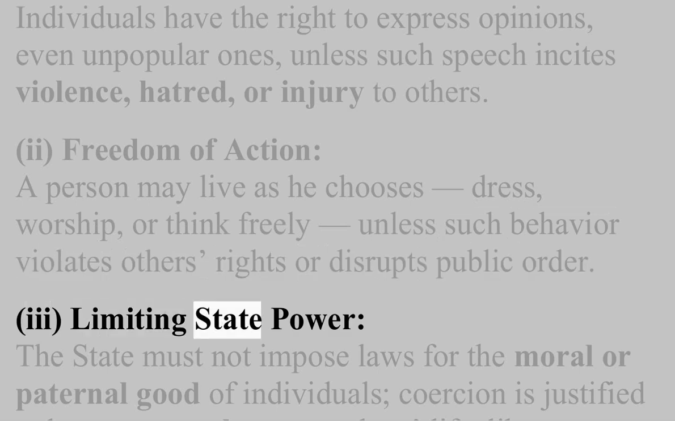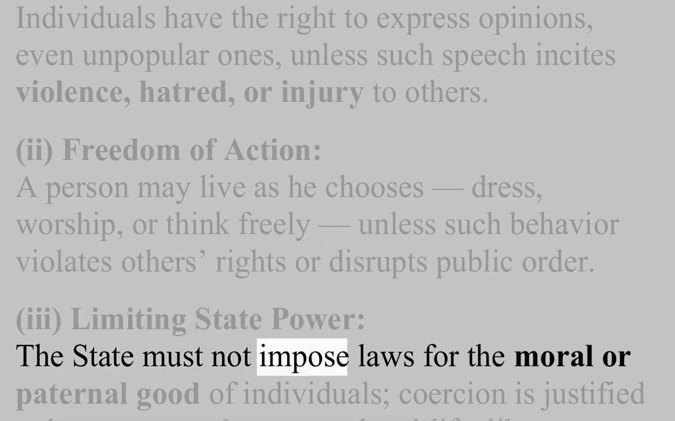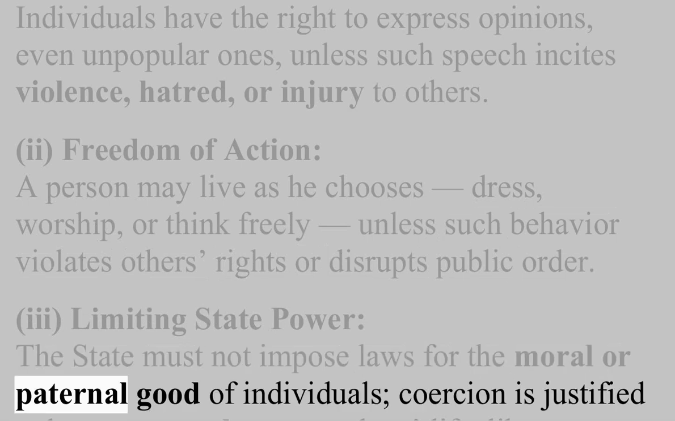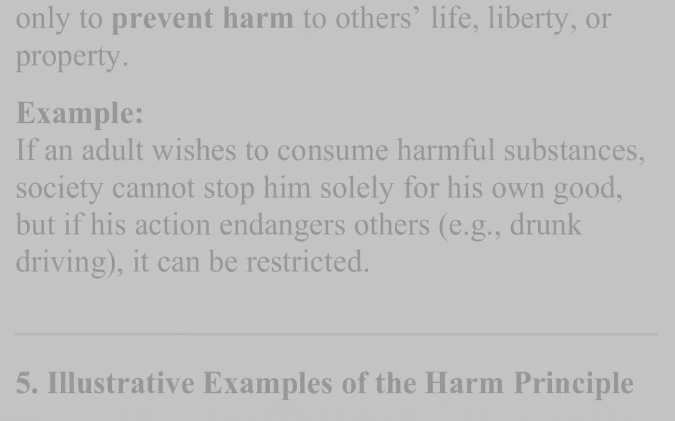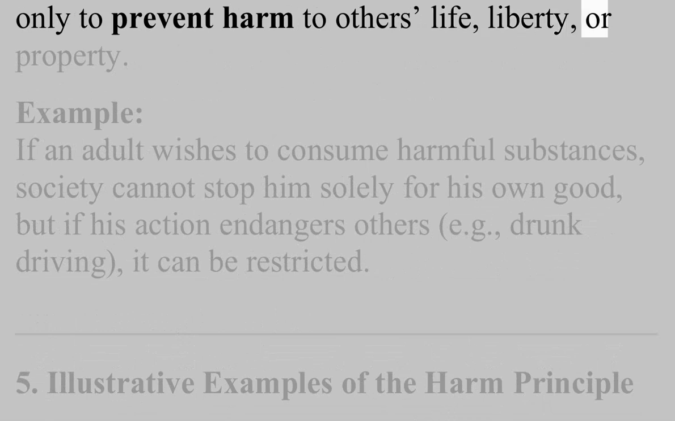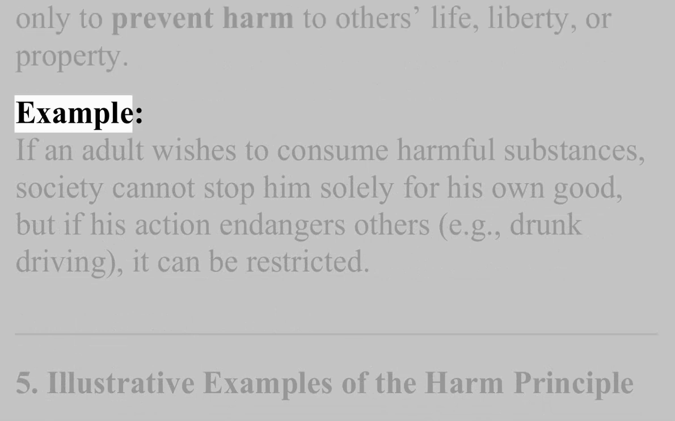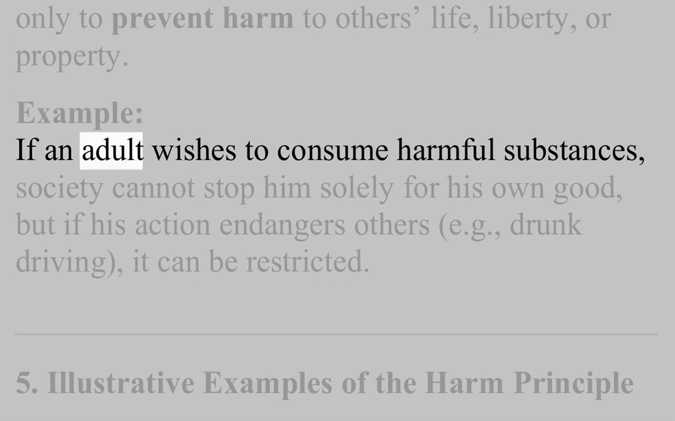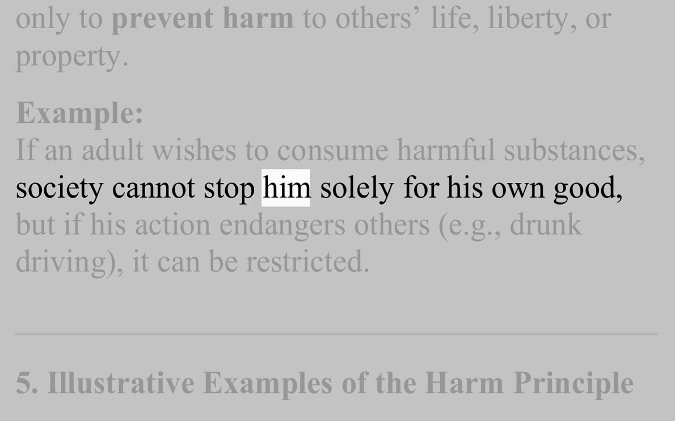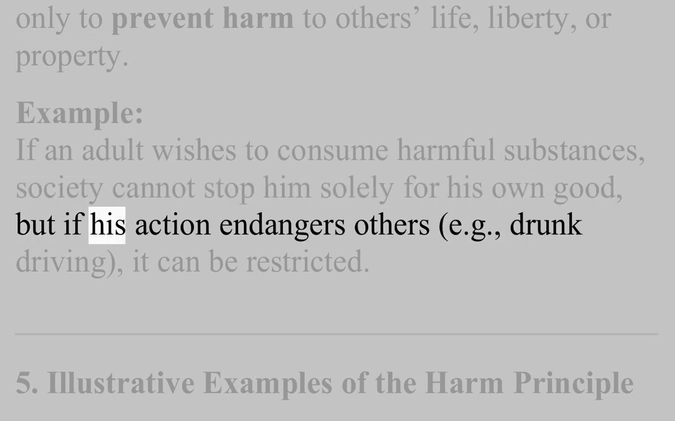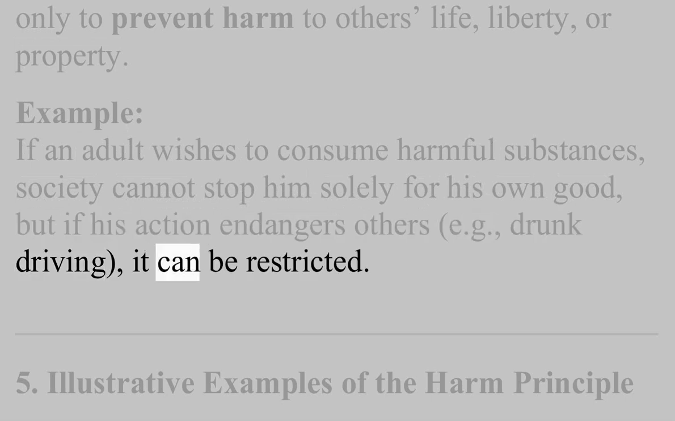3. Limiting state power. The state must not impose laws for the moral or paternal good of individuals. Coercion is justified only to prevent harm to others' life, liberty, or property. Example: if an adult wishes to consume harmful substances, society cannot stop him solely for his own good, but if his action endangers others, for example, drunk driving, it can be restricted.